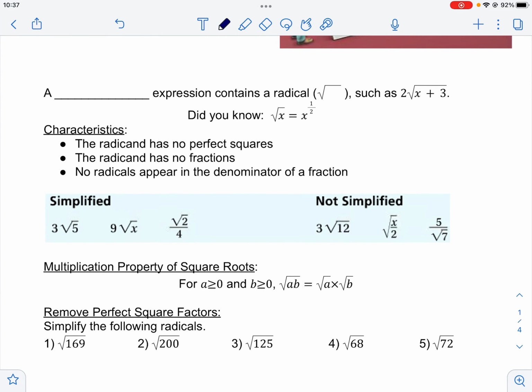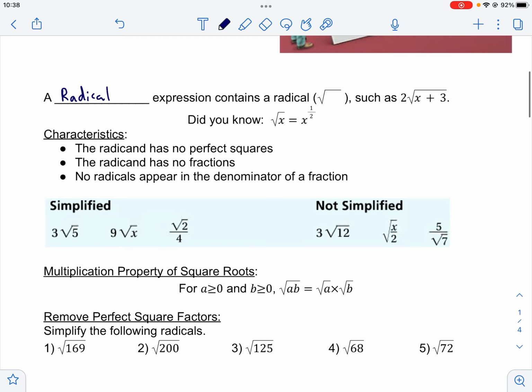A radical expression contains a radical. You might know it as a square root. It's called a square root because if there's no number there, that's the same thing as a 2. But the symbol is called a radical. This would be written and said out loud as 2 radical x plus 3.